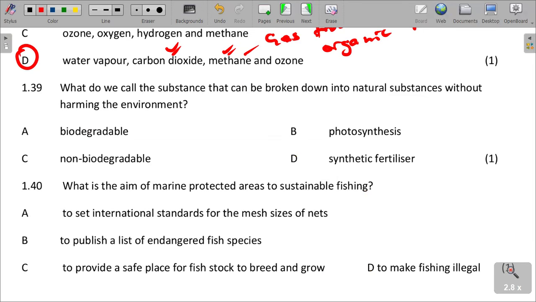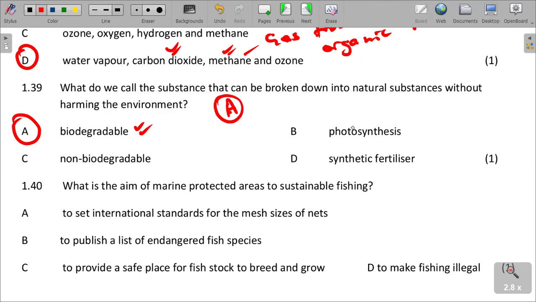What do we call the substance that can be broken down into natural substances without harming the environment? A substance that can be broken down into natural substances without harming the environment is called biodegradable. Biodegradable means that it can decompose, it can be broken down into natural substances without harming the environment. So our answer is what?